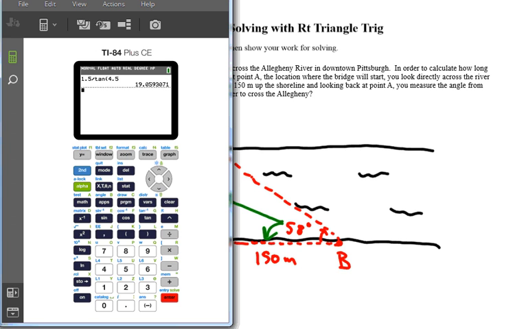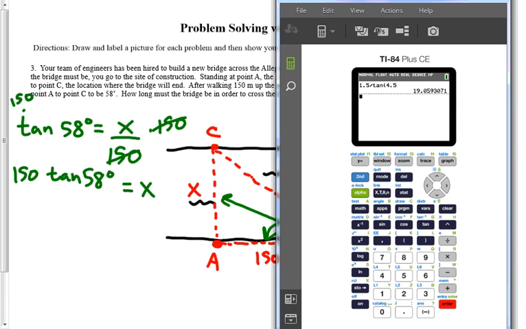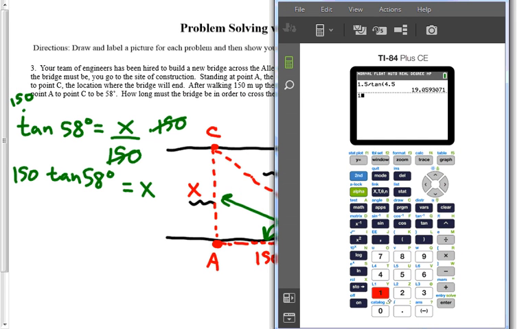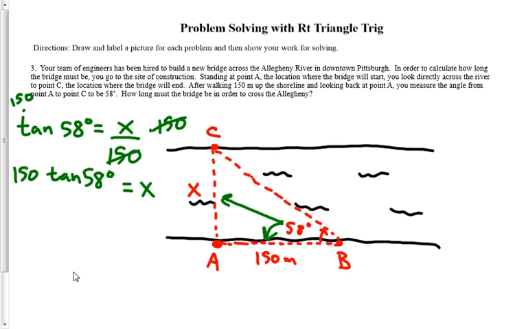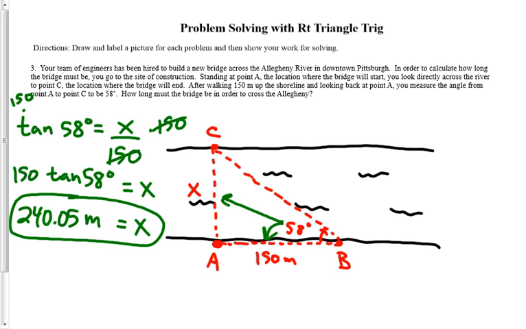Bring up my calculator. 150 times the tangent of 58 equals 240. We'll round it to the hundredth, so 240.05. And this is in meters. So that's how long our bridge will have to be to get us across the Allegheny River.